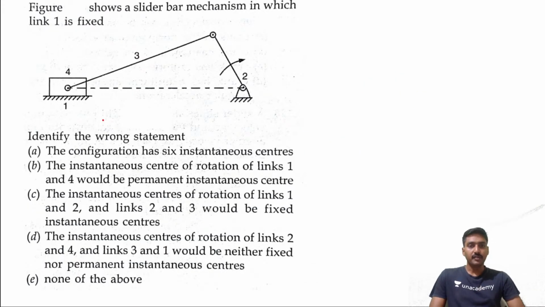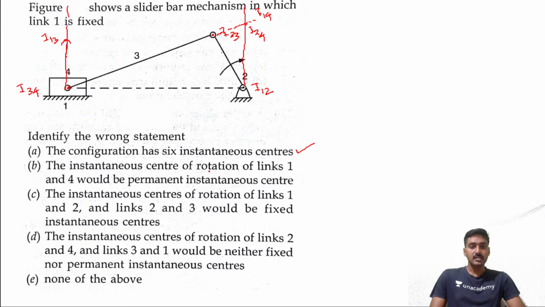Next, the figure shows a slider crank mechanism in which link 1 is fixed. Identify the wrong statement. If link 1 is fixed, here it's I12, I23, now I34, and if you extend it, at some point we are getting I13, and if you extend here, we are getting this intersection I24, and I14 at infinity. The configuration has 6 instantaneous centers.